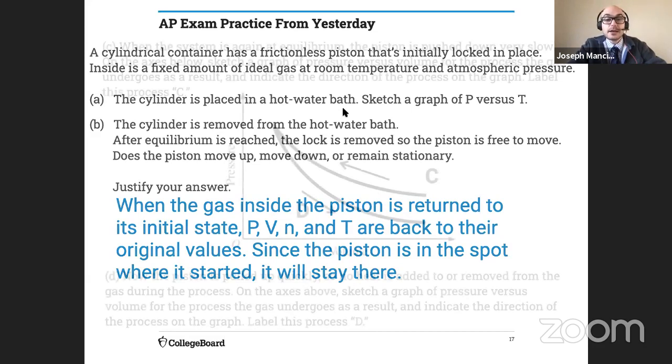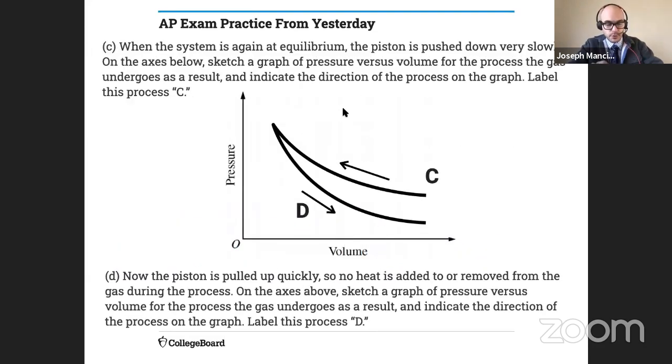In part C, the piston is pushed in very slowly. And it's pushed in so slowly that the gas inside of the piston is able to remain in thermal equilibrium. And then it's pulled out very rapidly in part D, so rapidly that the temperature of the gas inside goes down. So those are the 2 processes, C and D, sketched on this graph. College Board was looking here that you sketched a concave up curve for C and a concave up curve for D that was below your curve for C.